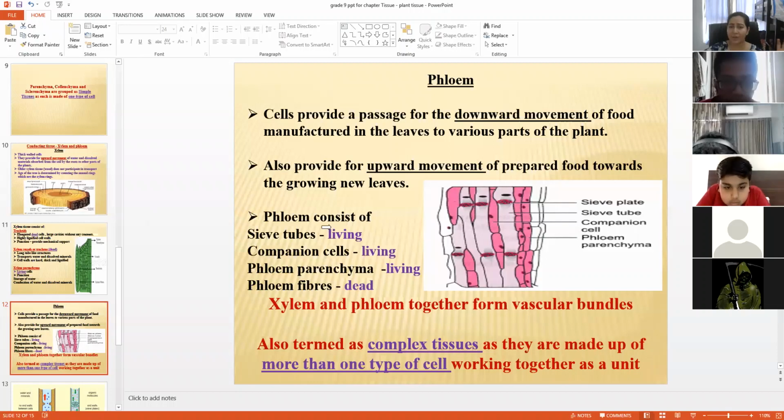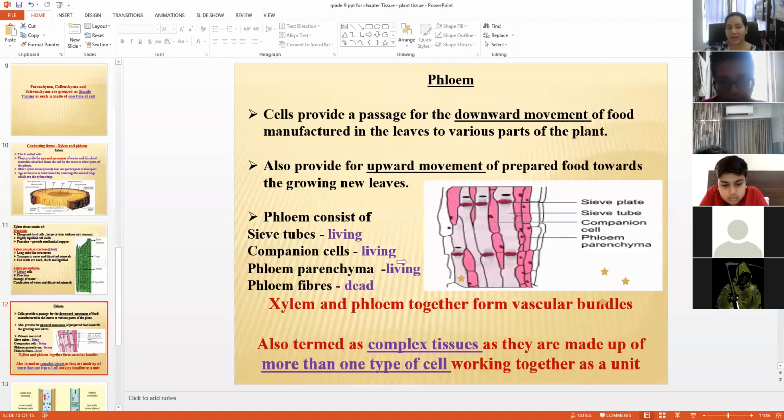Now, students, the phloem consists of four parts. See, these are the four parts: sieve tubes, companion cells, phloem parenchyma, and phloem fibers. Out of these four, three are living and one is dead. Sieve tubes, companion cells, and parenchyma are living and phloem fibers are dead.